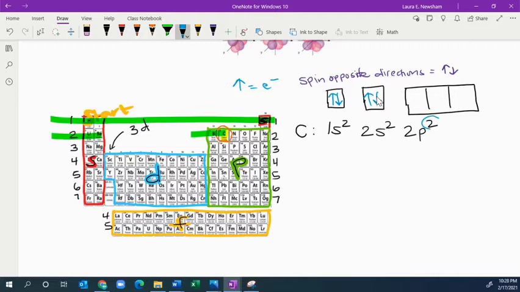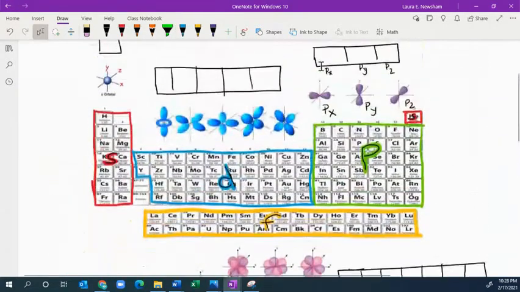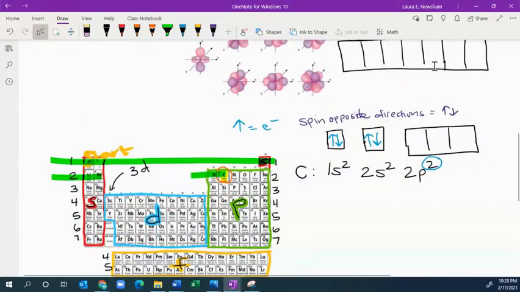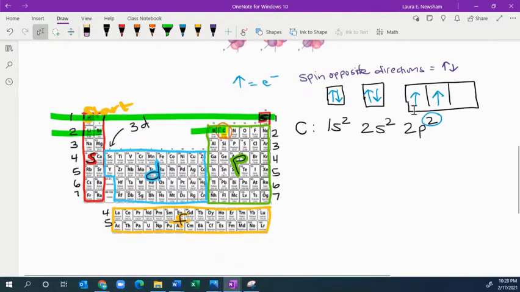Now we have 2 electrons here in this P. Now this is where that one rule states that every orbital gets an electron before getting 2. So that means every rectangle here gets an electron before it gets 2. So I have 2 up arrows. Notice I'm leaving this box here empty because I don't have enough electrons. Notice that each box here is getting an individual arrow because of that second rule, every orbital gets an electron before getting 2.